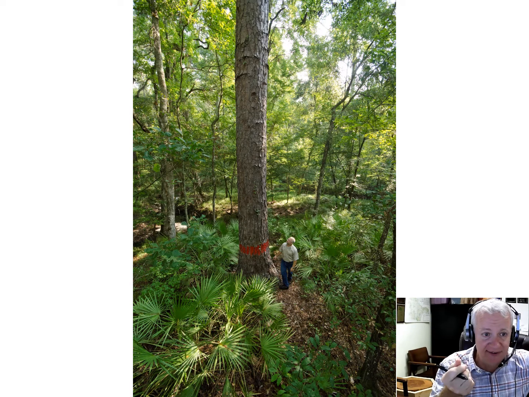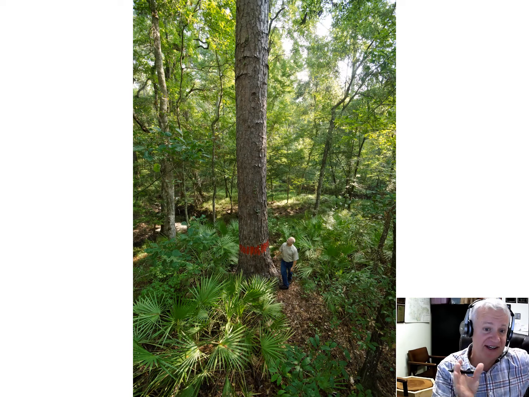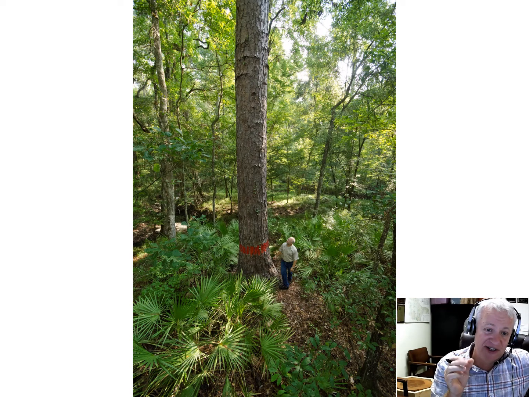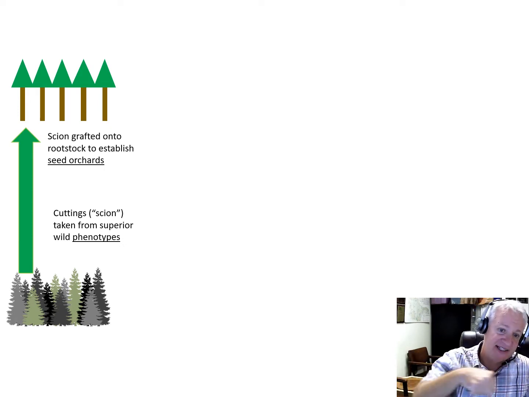So cuttings are taken from that tree. Obviously, it's a bit of a challenge with a big tree like that, and usually those cuttings are taken with a shotgun. They shoot at the branches of those trees, and branches fall down. And then they take those cuttings and graft them onto rootstock in a seed orchard.